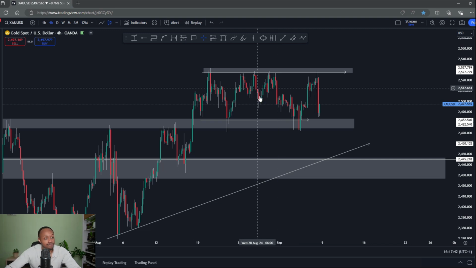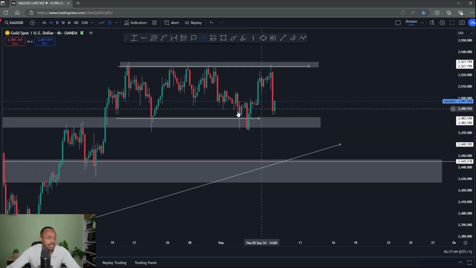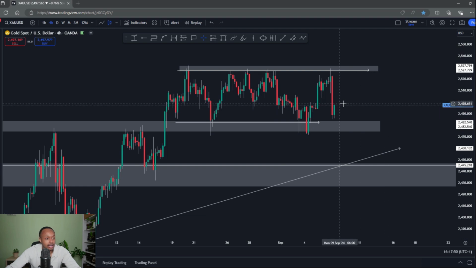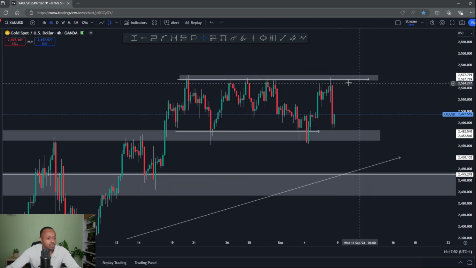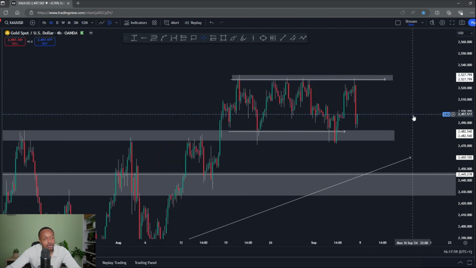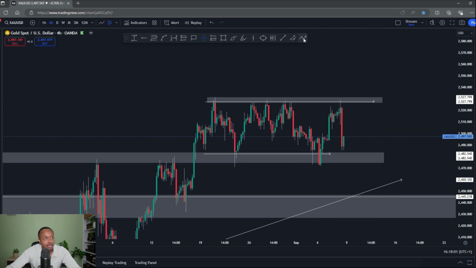I missed the position. To be fair, it probably would have resulted in a break even anyway. Bought here, tagged that first level, and then tagged out after NFP. So didn't really miss too much in the end. But now that price is respecting the high again for the sixth time, now it becomes a little bit choppy.